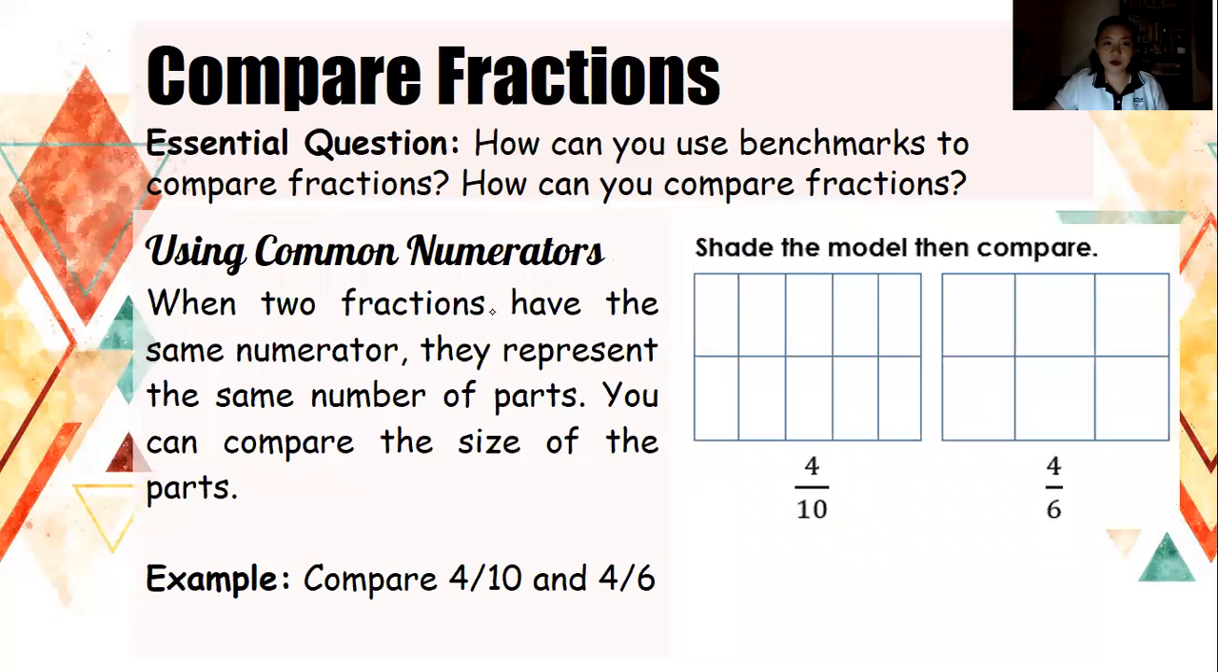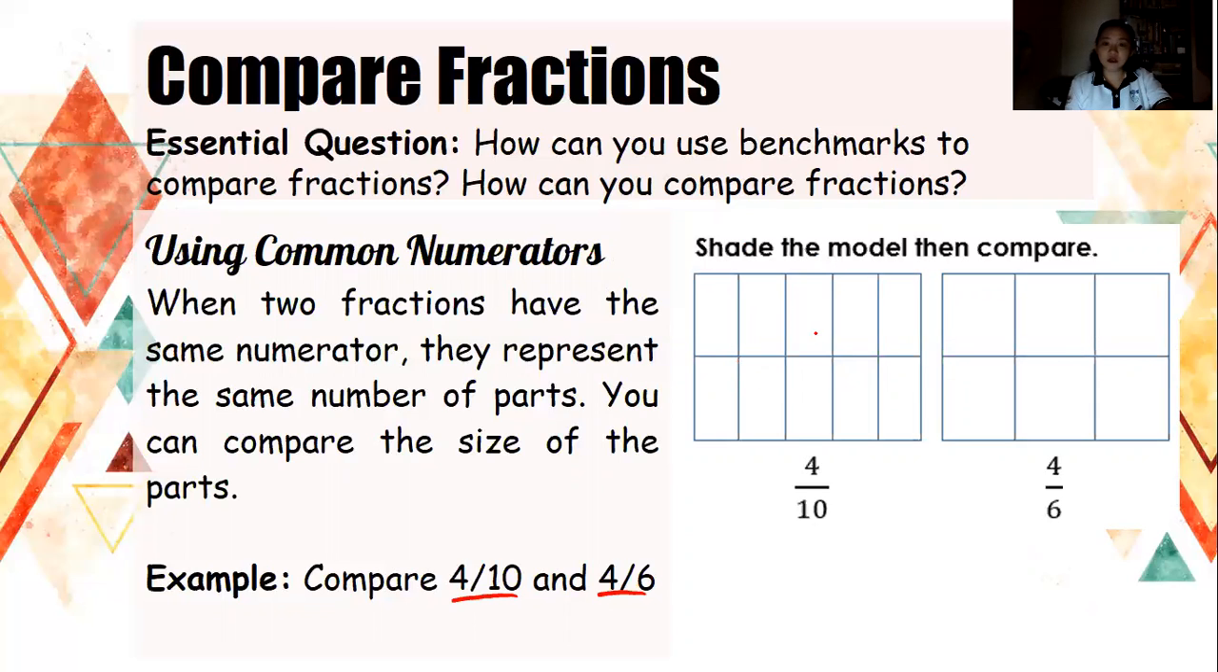Let's try another one. This time, we will be comparing fractions using common numerators. We have here an example, 4 out of 10 and 4 out of 6. Let's try to use models first, before I reveal to you the concept behind this method. So we have 4 out of 10 and 4 out of 6.